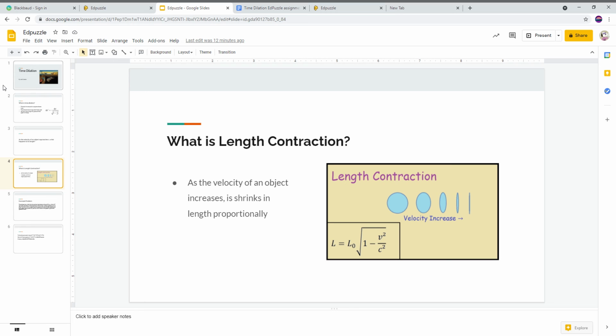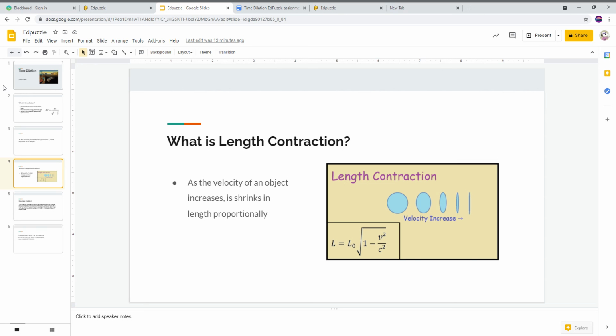And that refers to length contraction. Length contraction is another side effect of very, very high speeds, like in space. It refers to how, as the velocity of an object increases, it shrinks in length proportionally. And we see the formula on the right.